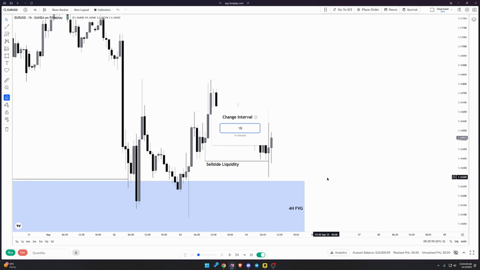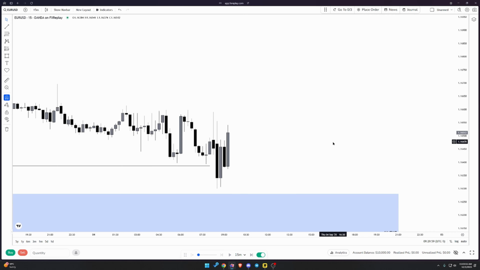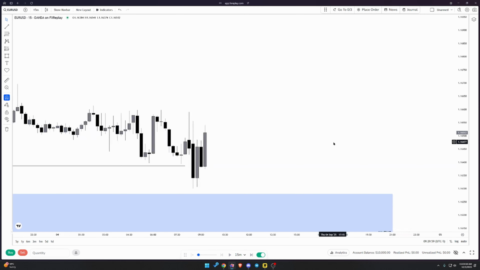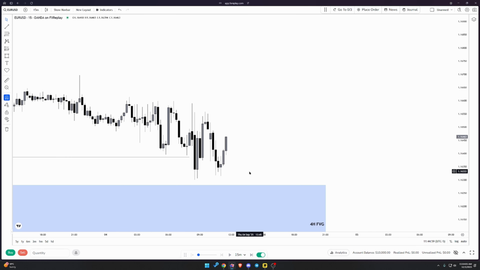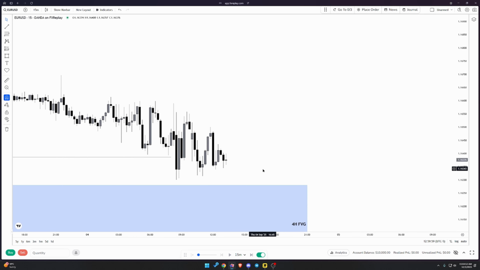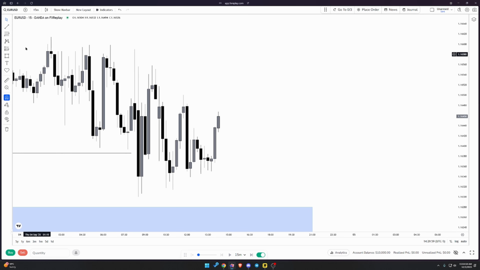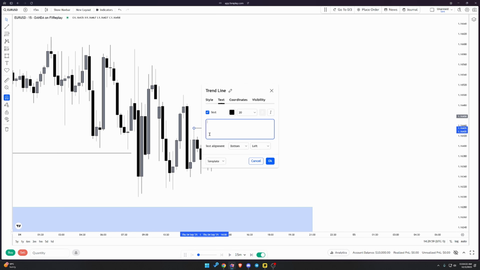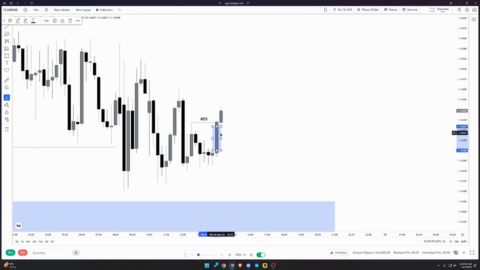So as soon as our 1-hour sell-side liquidity gets swept, we will drop down to the 15-minute time frame to look for confirmations. We don't have any strong confirmation till now. So now you can see we have a 15-minute market structure shift to the upside, and we also have a 15-minute bullish fair value gap.